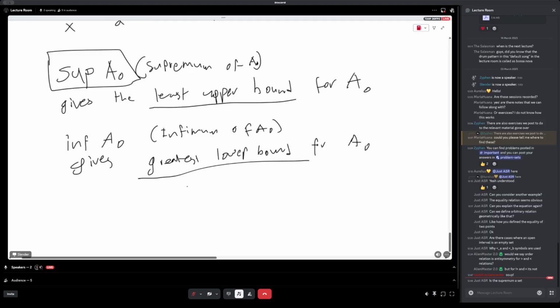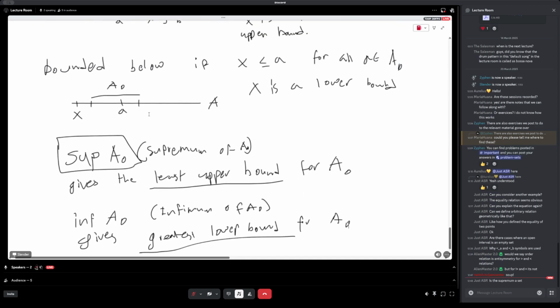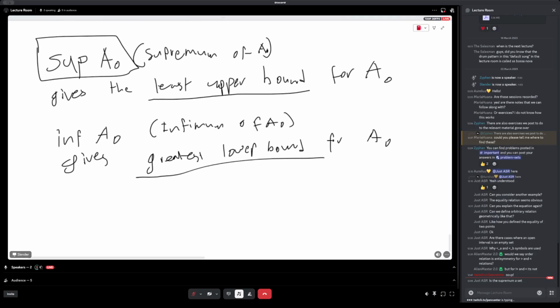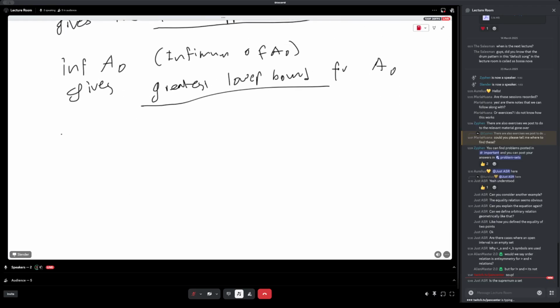No, the supremum is not a set. Let me give a concrete example. Take this open interval, let's say 0 to 1, from the real line.